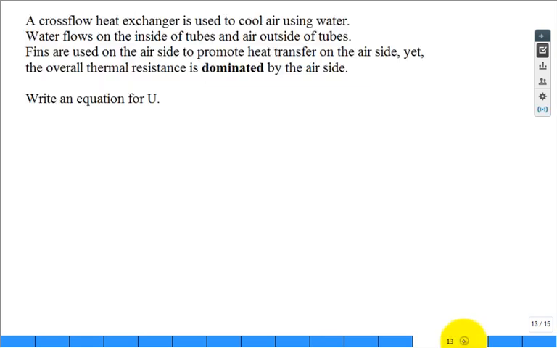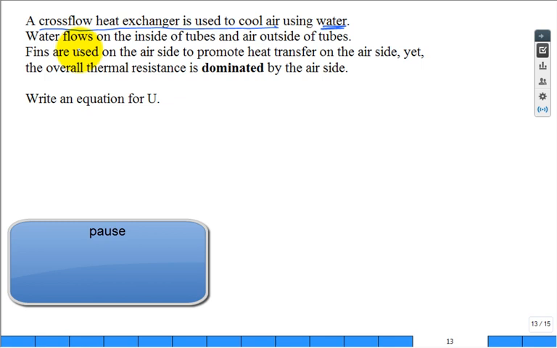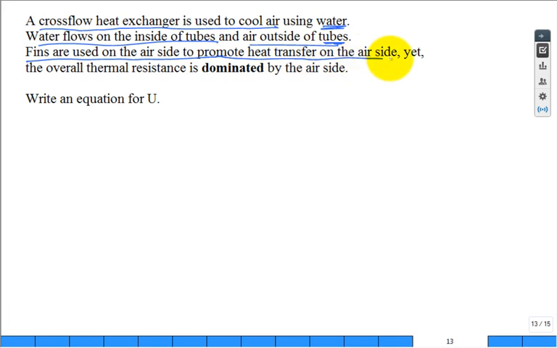Well, this is my next question right here. I have a cross-flow heat exchanger used to cool air. So I have water inside the tubes, okay, and air flows on the outside of the tubes. Fins are used on the air side to promote the heat transfer, yet the overall thermal resistance is still dominated by the air side. With that, I want you to write an equation for U. Write an equation for U. It's no numbers, it's just in symbols. You have to participate.